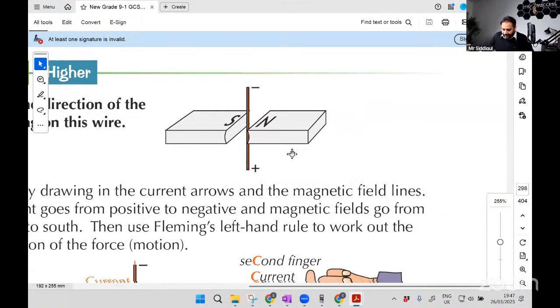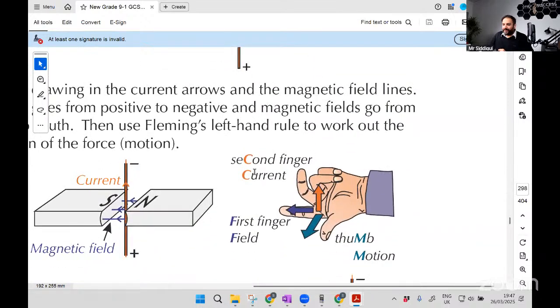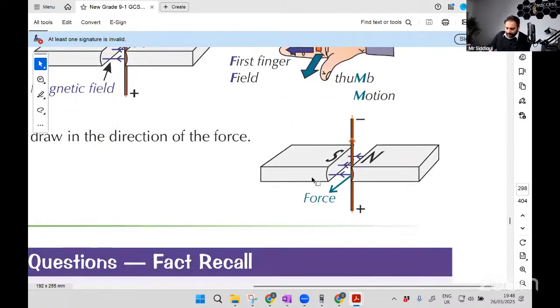Well, you get your hand in such a position. You point your first finger in the direction of the field from north to south, as is being illustrated with my mouse at the moment. North to south, this direction. You then rotate your wrist until your second finger happens to also be pointing in the direction the current is flowing. The current always flows from the positive end of the wire to the negative end. And so it will be pointing upwards. And then your thumb is left pointing in the direction of the answer. There is the answer. The force is going to be that way on the wire.